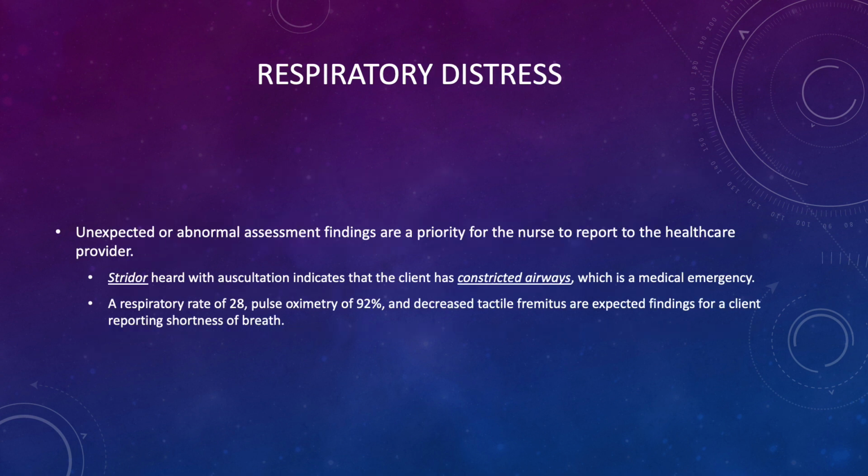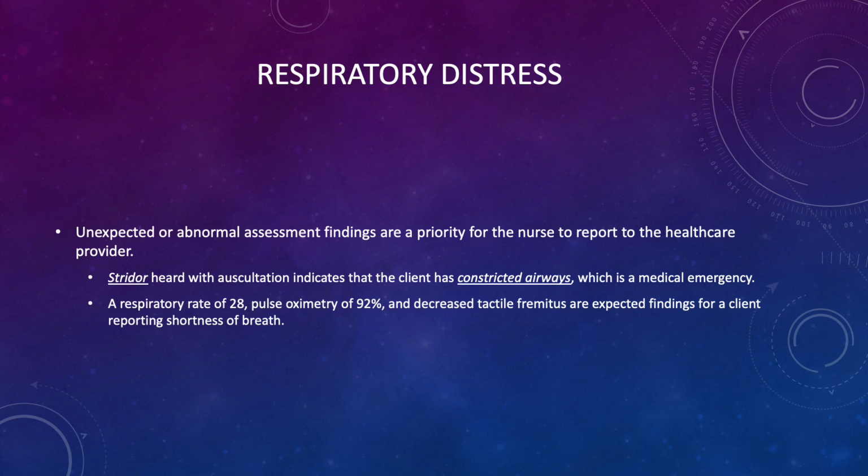Okay, so let's talk about respiratory distress, specifically stridor. It is an abnormal assessment finding. It is unexpected. It is a medical emergency, right? So stridor is heard during inspiration. It happens if a kid chokes on something or has an asthma issue sometimes. A lot of times it's epiglottitis, things of that nature. Something is constricting the airway. A lot of times we have got to intubate this patient.